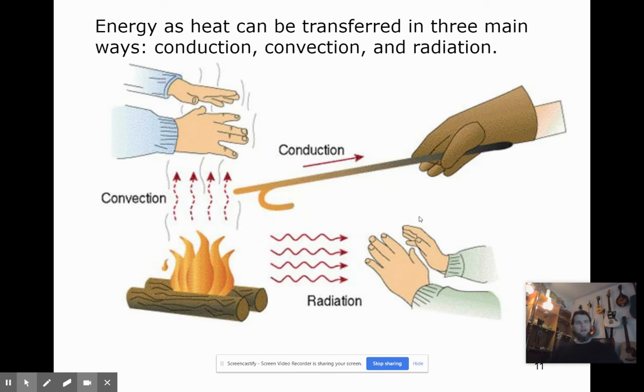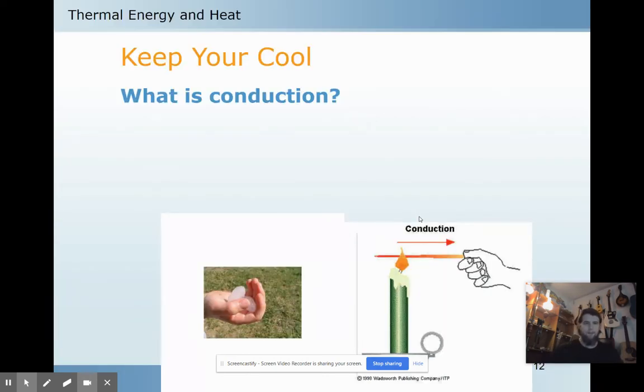So we want to talk about the three different ways that heat is transferred. The three main ways are conduction, convection, and radiation. If you're with me next semester when we go to earth science, we're going to be focusing a lot on convectional heat because it plays into a lot of different earth systems. But we have these three different forms that we're going to talk about, and we're going to start with conduction.